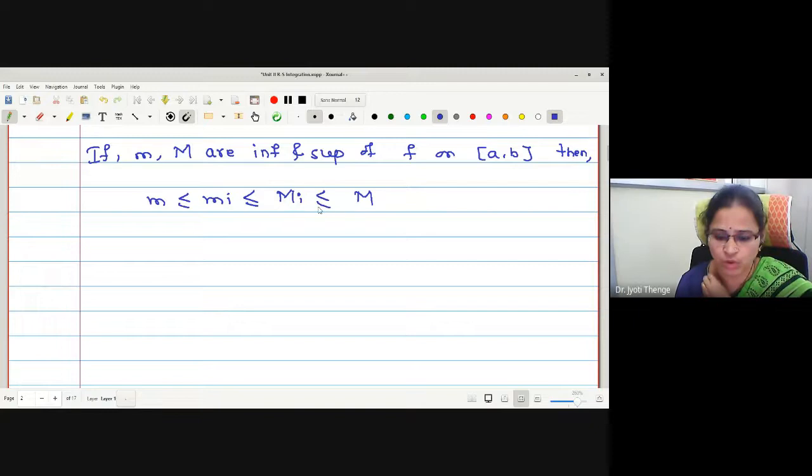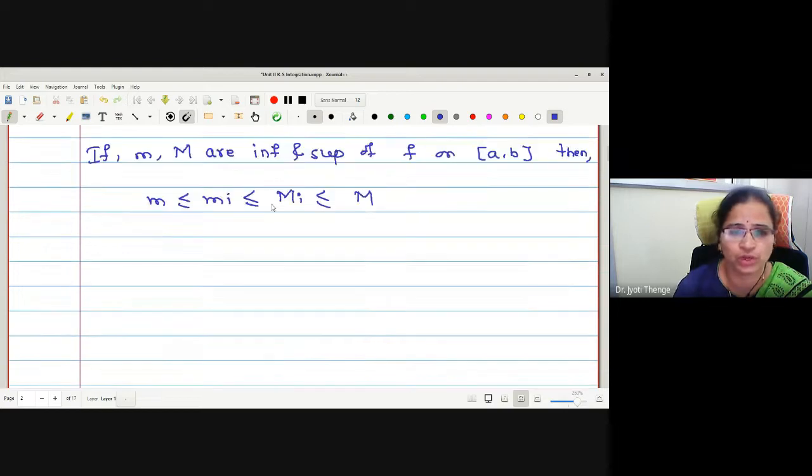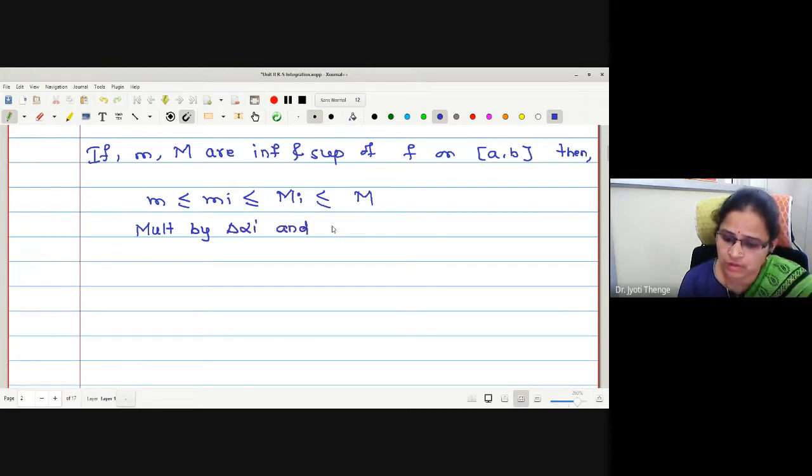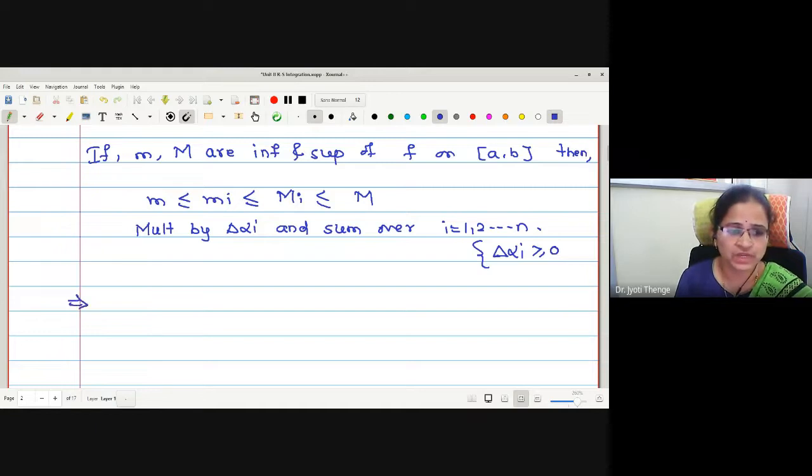Yes it is. But if I want to construct a term of this upper sum, what I have to do is multiply by delta alpha and take a sum over i equals 1 to n. Here we will do the same thing: multiply by delta alpha i and sum over i equals 1 to n. Does the inequality change? No. If I multiply by delta alpha, the inequality will not change because we know delta alpha is non-negative.